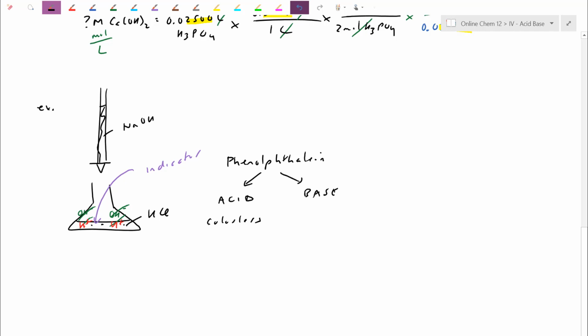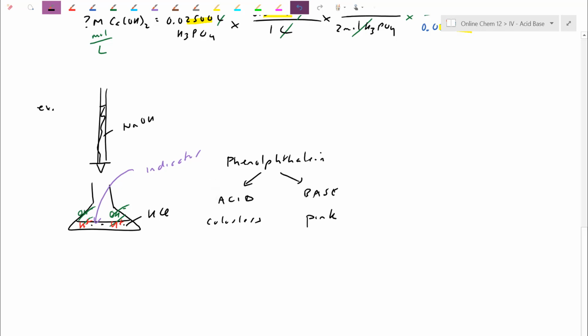At first, when I have a lot of H+, it's going to stay colorless. For this indicator, as you start neutralizing the H+, it's going to start converting some of these colorless particles over to pink. So as you get closer and closer to the equivalence point, closer and closer to that stoichiometric point here, when it starts turning pink, you know when to stop.